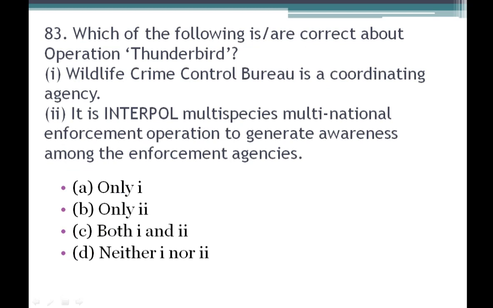Question number 83. Which of the following is or are correct about Operation Thunderbird? Number 1. Wildlife Crime Control Bureau is a coordinating agency. Number 2. It is Interpol multi-species multinational enforcement operation to generate awareness among the enforcement agencies. The correct answer is option C, that is both 1 and 2.